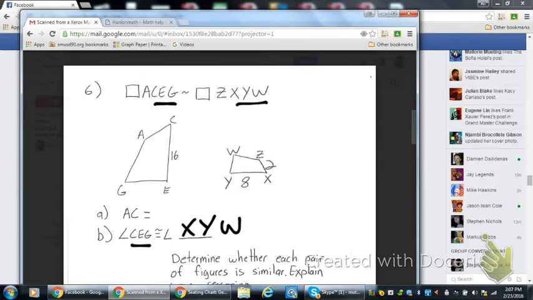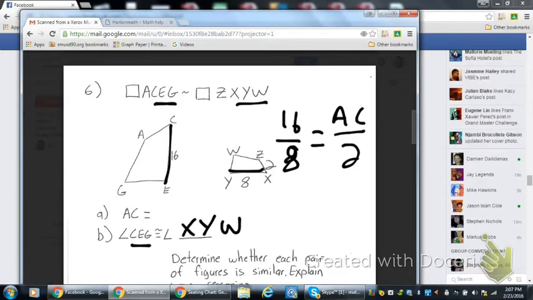Here we have to set up a proportion for A. So 16 over 2, right? Because this side corresponds with this side. 16 over 2 equals AC over 8, and this should be a 2. So 8 times 2 is 16, 2 times 2 is 4, so AC equals 4. Okay, so AC is 4.